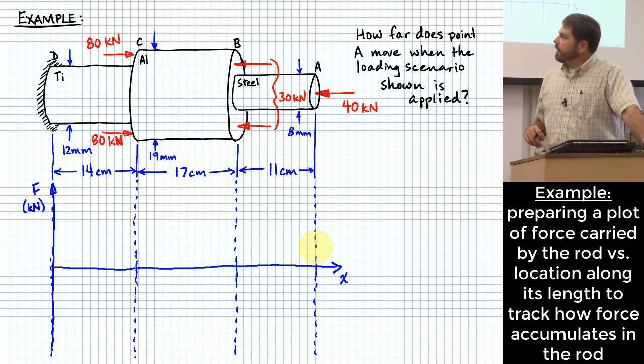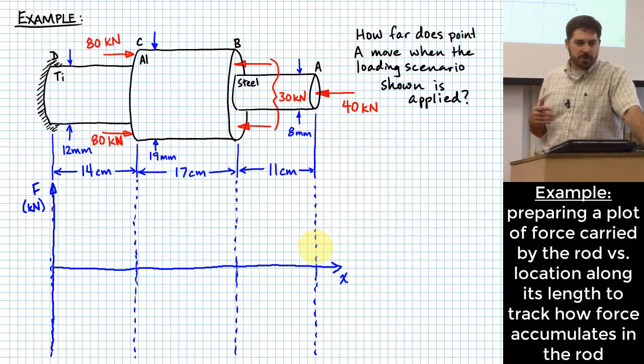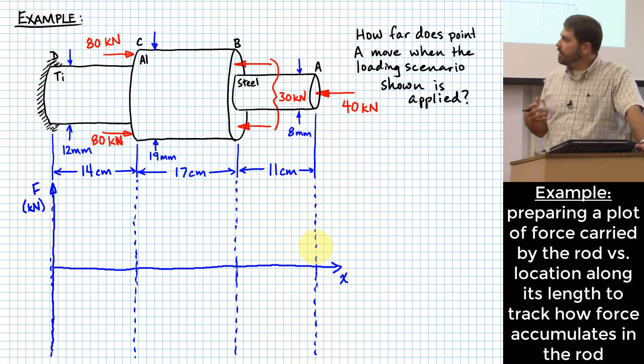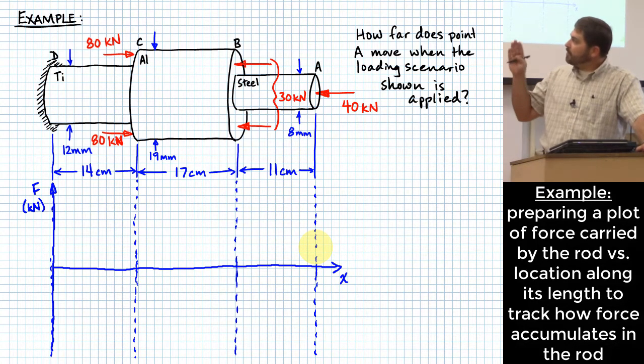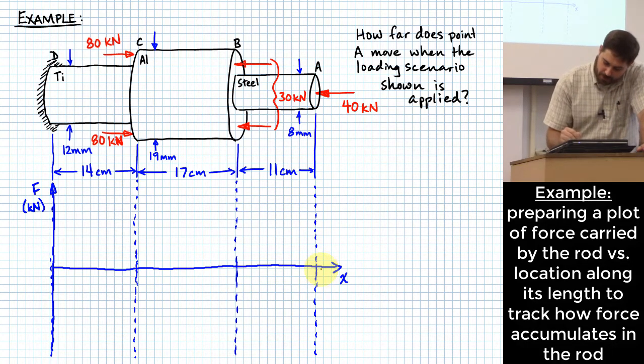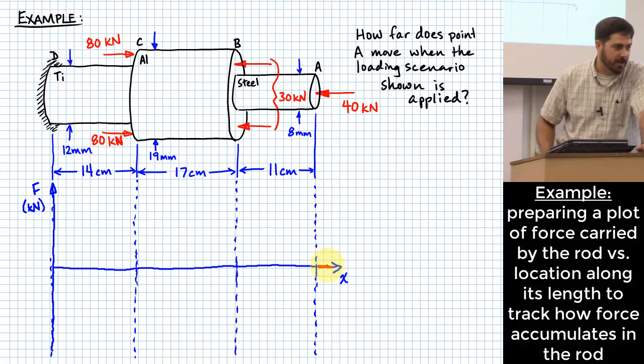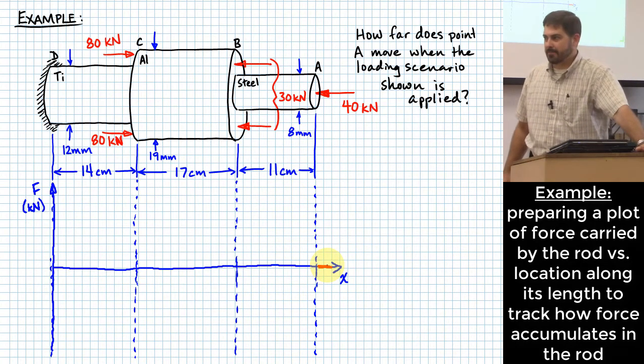All right, it says 40 kilonewtons is applied at point A. Let me ask you this. How much force is carried in material that's to the right of point A? Zero, someone says. How do you know that for sure? There's no material there, so it better not be carrying load, right? So when we're to the right of point A, we better be starting at 0 for the amount of force that we're carrying. Do you agree with that?